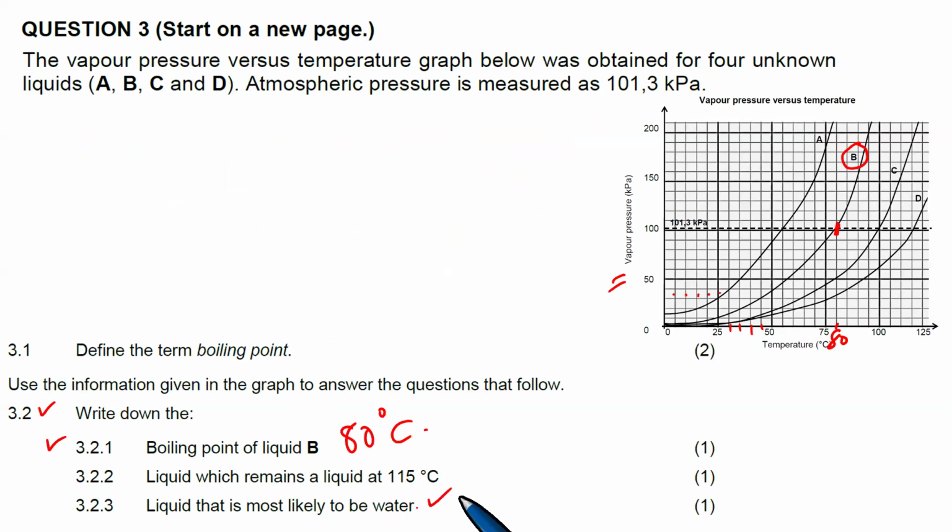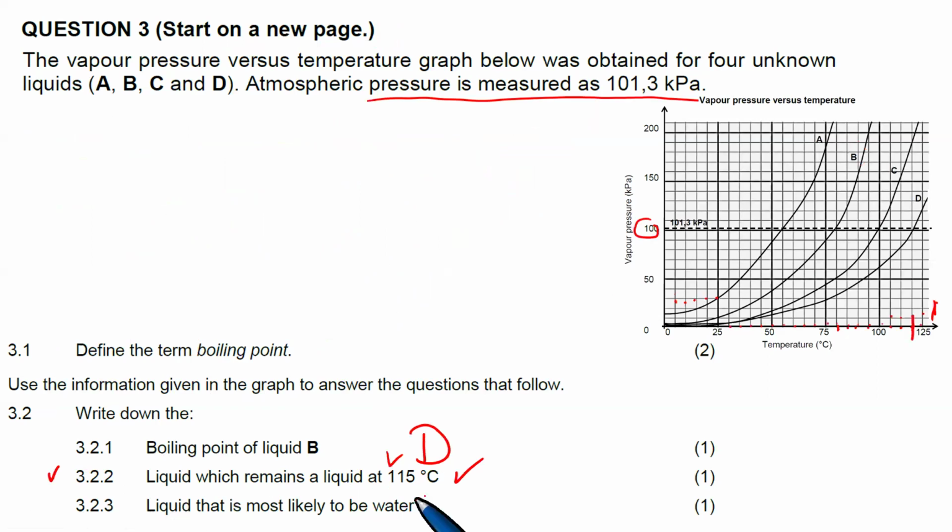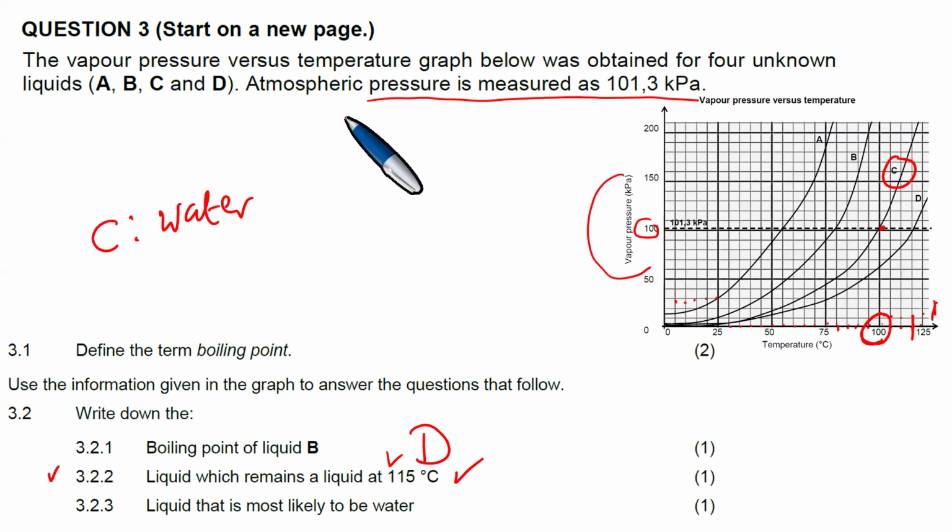Right, so this one here, as we said already, is our water, C. This one is likely to be our water, whose boiling point is 100 degrees Celsius, because at 100 degrees Celsius, the vapor pressure is actually equal to the atmospheric pressure. Okay, that is something that you need to take note of. Let's continue.